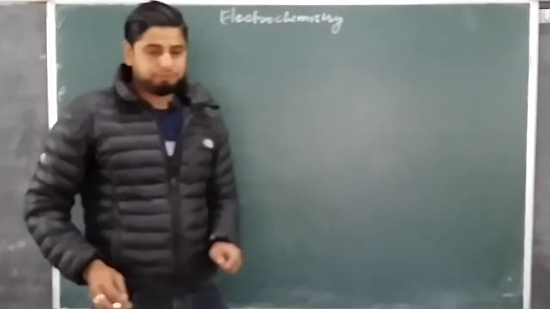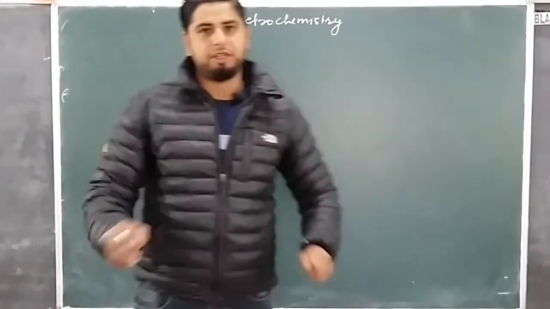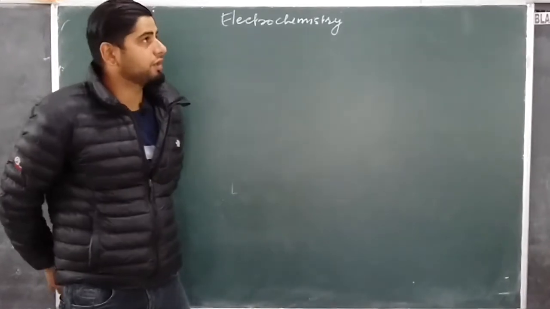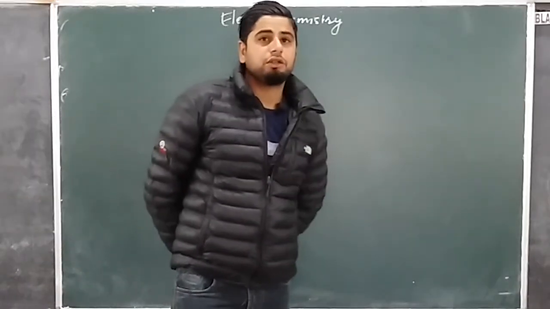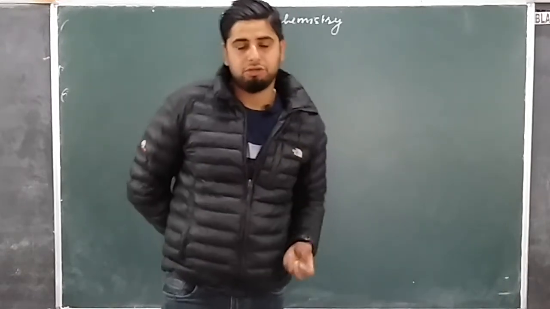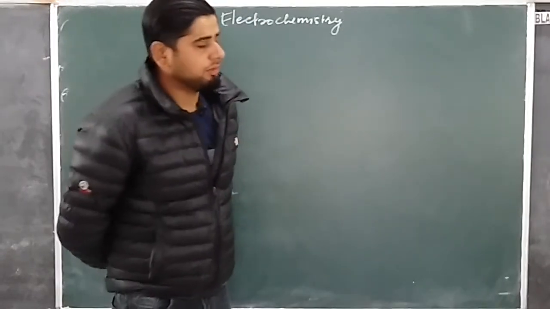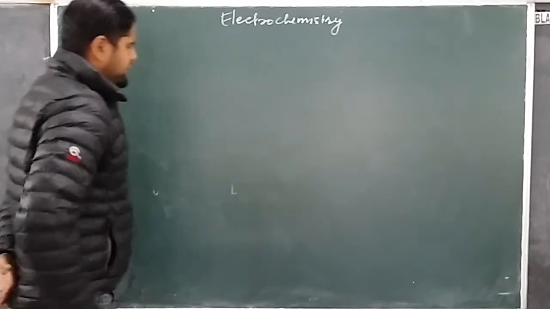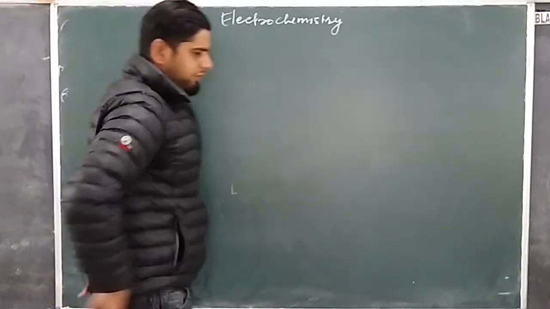In our last class, we had done electrode potential. Yes or no? I told you electrode potential is the affinity of the electrode to accept electrons or to get reduced. Okay. So I have given you two halves, oxidation half and reduction half.